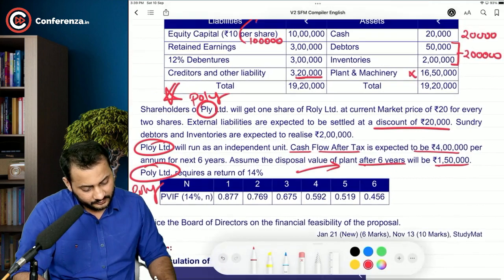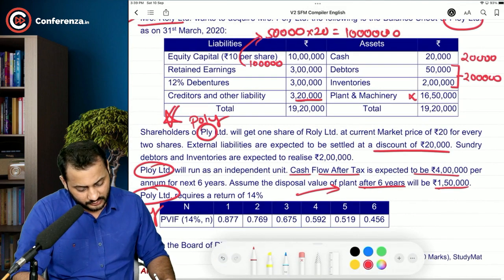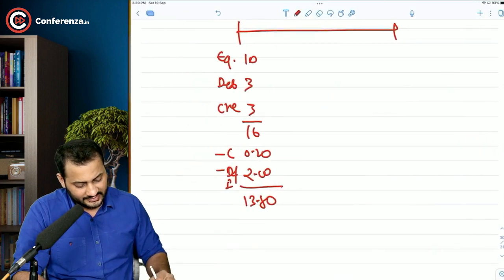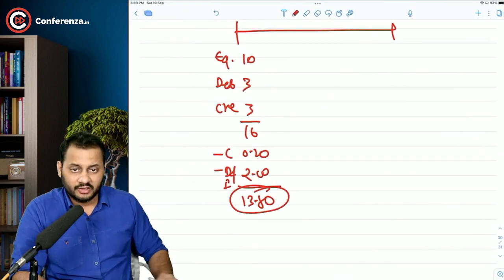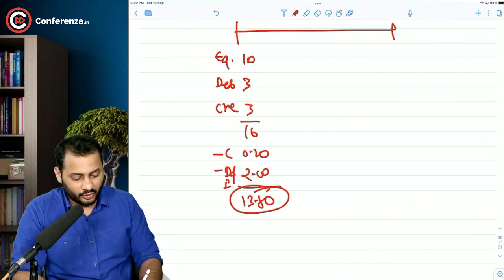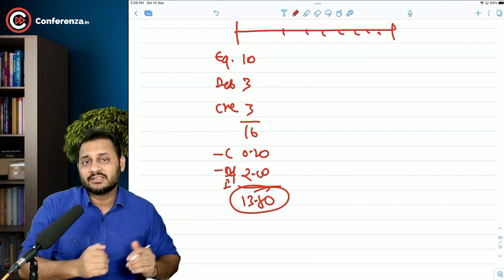What else? 10, 3, 3, 16, 13, right? And with that said, 13.8 lakh is your purchase consideration right now, and you are going to operate for the next 6 years. So consider that as a cash inflow, this as a cash outflow, that as a cash inflow.